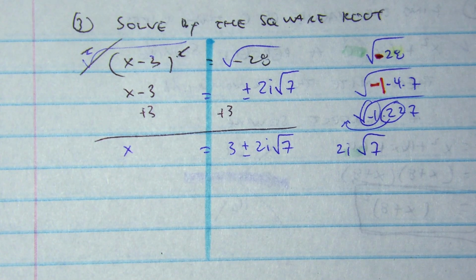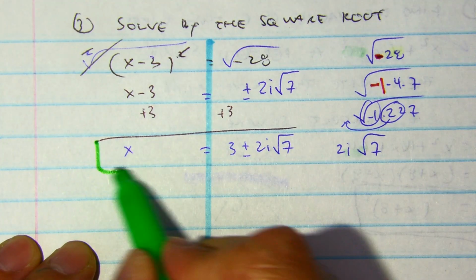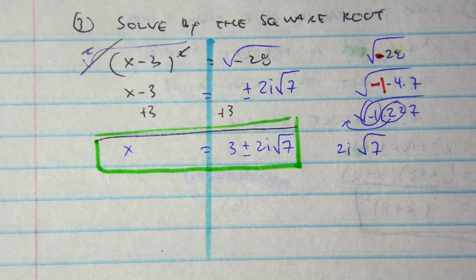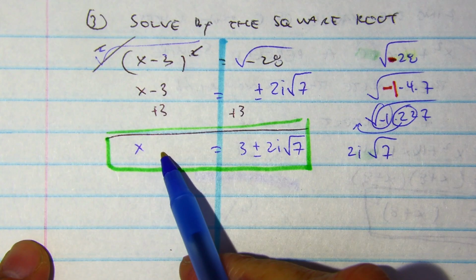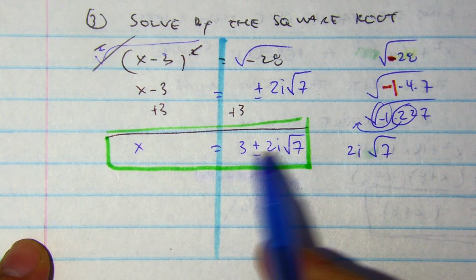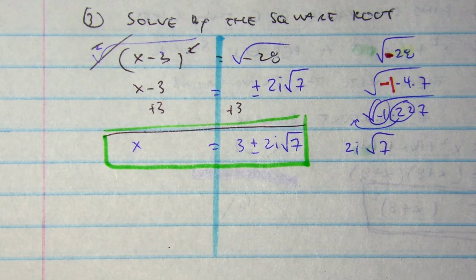Let's box our answer there. Remember, you would not add the 3 with the 2. They are not like terms. We have a real and complex part in the form of a plus bi.